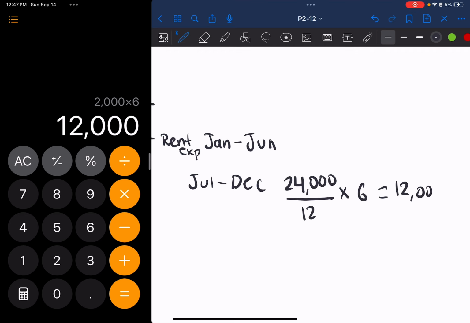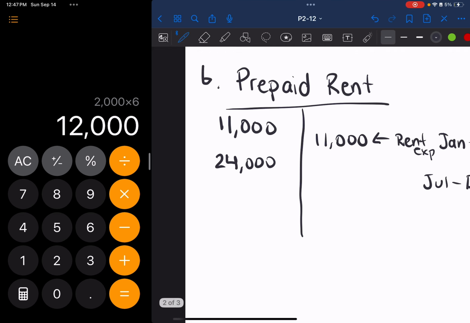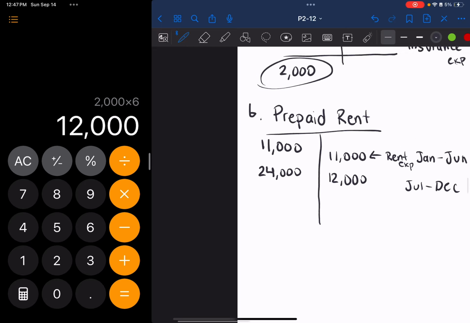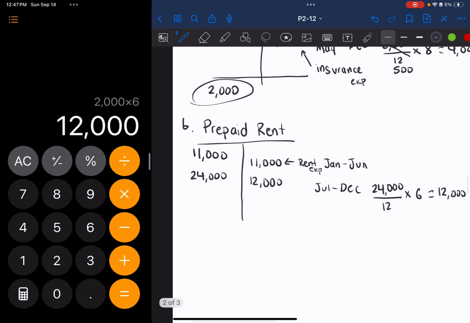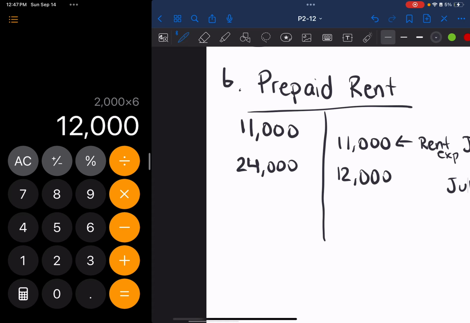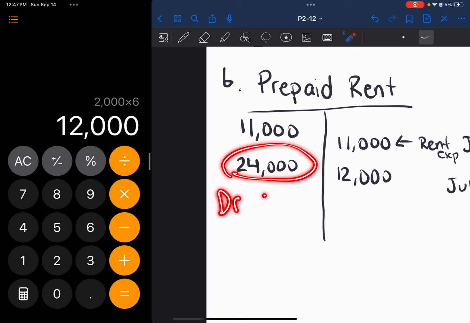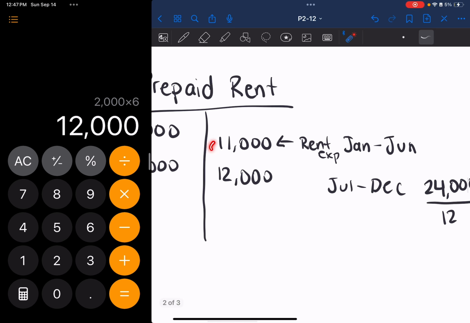So that's 12,000. So then that represents the expense we incurred from July through December. And the journal entries will sort of be the same, and I'm probably not going to write them out for time's sake. But if you have any questions, you can always reach out and I can do the journal entries for you. Basically, you'll debit prepaid and credit cash for that amount.